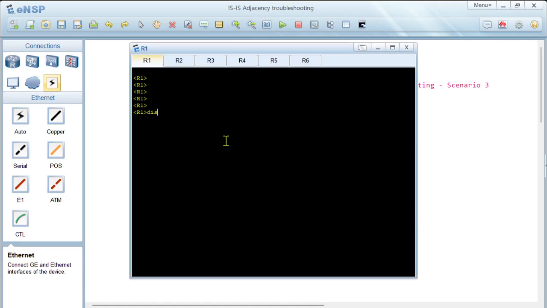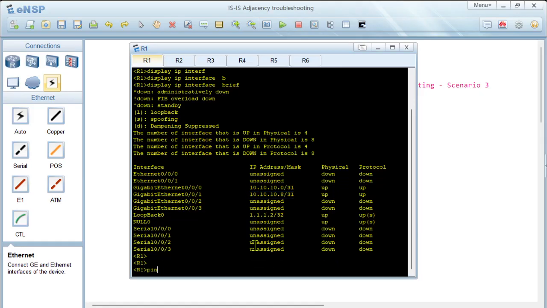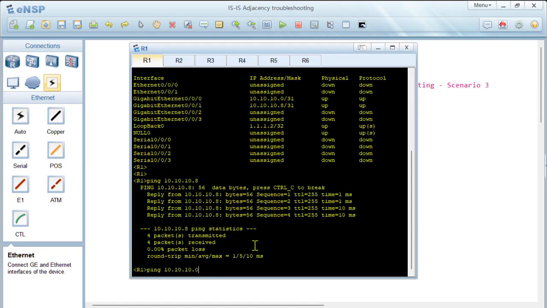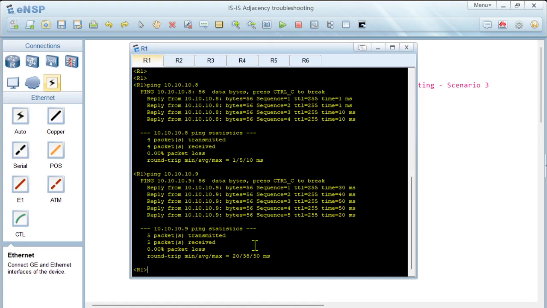So on R1, display IP interface brief. You can see that on gig 0/0/1, we have 10.10.10.8. So we can ping the local IP first, 10.10.10.8. It's okay. Then we can ping the remote IP, 10.10.10.9, which is also okay. So this proves that scenario 1 is okay.